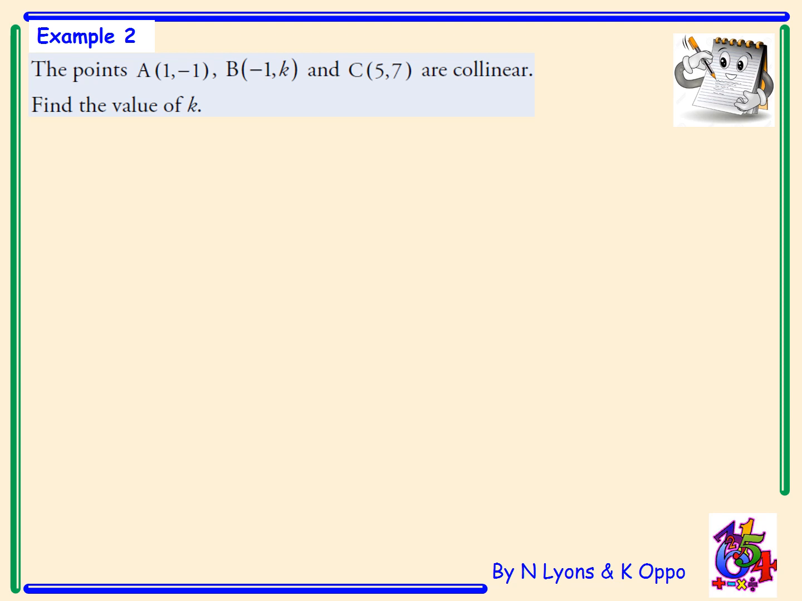Example 2. The points A(1, -1), B(-1, k) and C(5, 7) are collinear. And we have to find the value of k. Since the points are collinear, we can assume that the gradient of AB is equal to the gradient of AC. I have chosen to work out the gradient of AC so that I don't have two gradients with an unknown k.